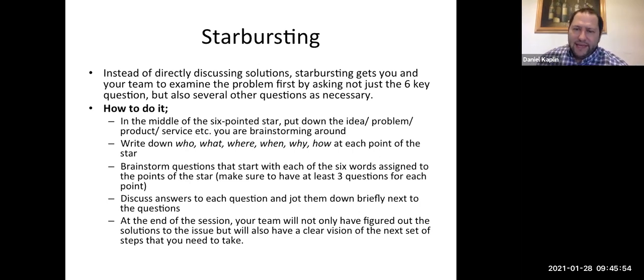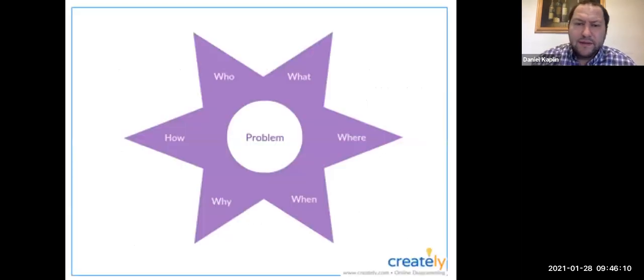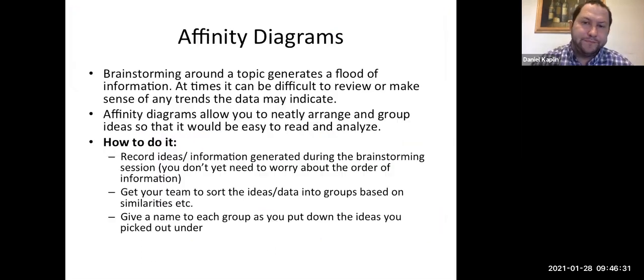So you should have at least 3 questions in each point. You should discuss the answers for each of the questions briefly, and then at the end, you should have figured out the solutions to the issues, but have a clear vision of the next steps. So here's the starburst in a visual: the who, what, when, where, why, and how. I say this is good for literature, but it's also very good for research if you want to conceptualize delegating your research assignment to various people.